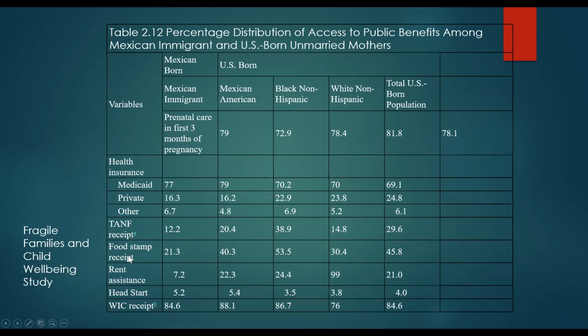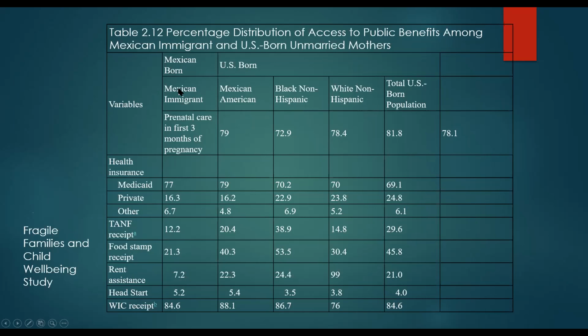Whether they have, what is TANF receipt? What's that stand for? It's Temporary Assistance for Needy Families. Oh. Yeah. And then WIC is Women, Infants, and Children. It's additional help that they can receive. So again, we've got all of these variables, but even at the top, they're classified in different groups.